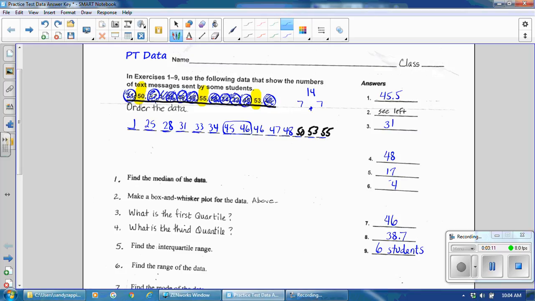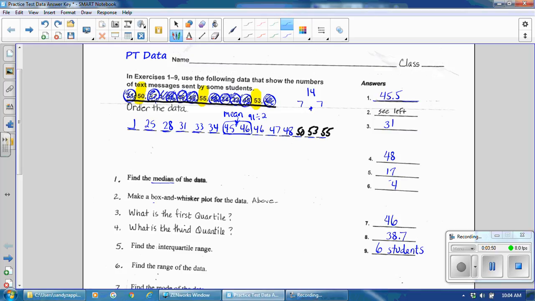So what we want is the mean of those two numbers. You add them together and then you divide by 2. 45 plus 46 is 91. Divided by 2 is 45.5. So the median of the data is 45.5. Again, if there's one middle number, that's great, you use it. But if there is not one middle number, then you have to find the mean of those two numbers. And notice that 45.5 is exactly halfway between 45 and 46.